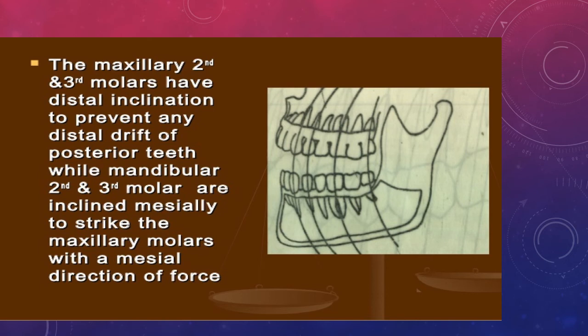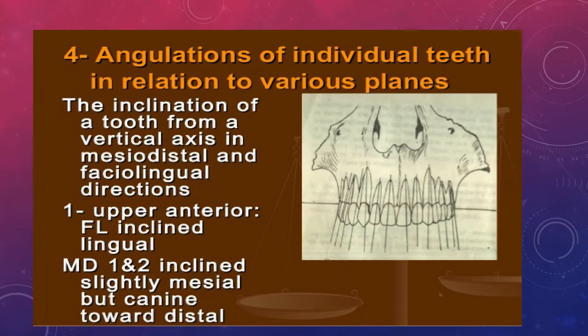The maxillary second and third molars have distal inclinations to prevent any distal drift of posterior teeth, while mandibular second and third molars are inclined mesially to strike the maxillary molars with a mesial direction of force.